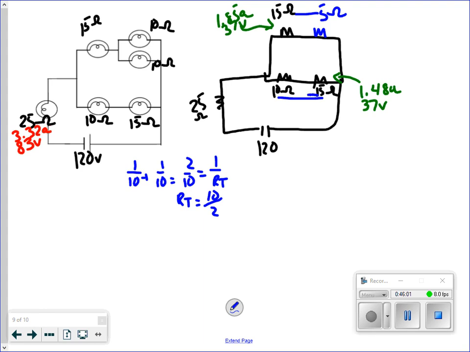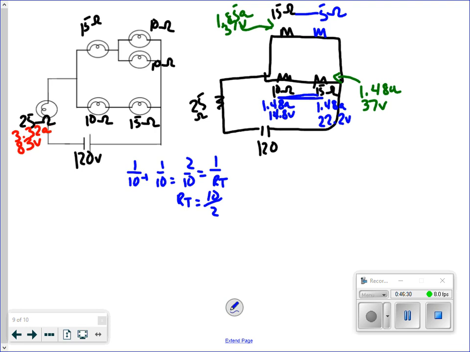These two right here, they are in series. What stays the same in a series? The amperage. So 1.48 amps, 1.48 amps, and then you can do the multiplication, resistance times amps, and get the voltage. So if I multiply this by 10, I get 14.8 volts. If I take 1.48 times 15, I'm going to get 22.2 volts.